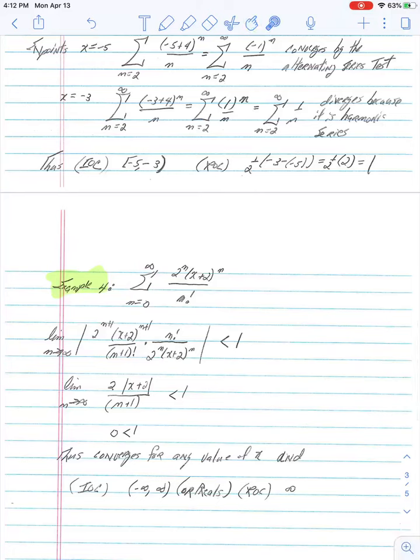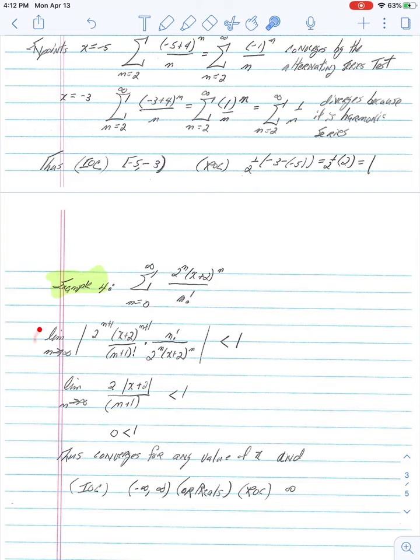We're going to look at one last example. The summation running from 0 to infinity of 2 to the n x plus 2 to the n over n factorial. Again, what do I do? I do the ratio test.